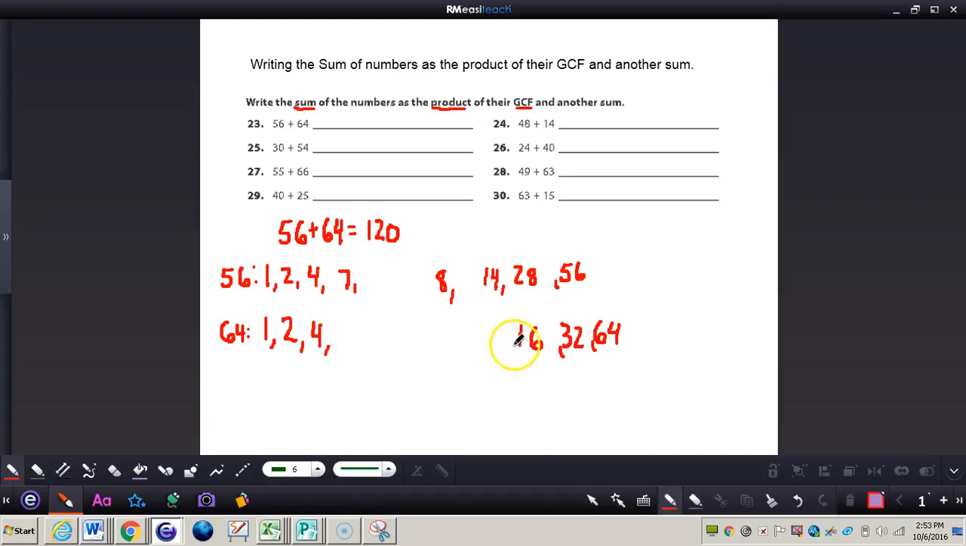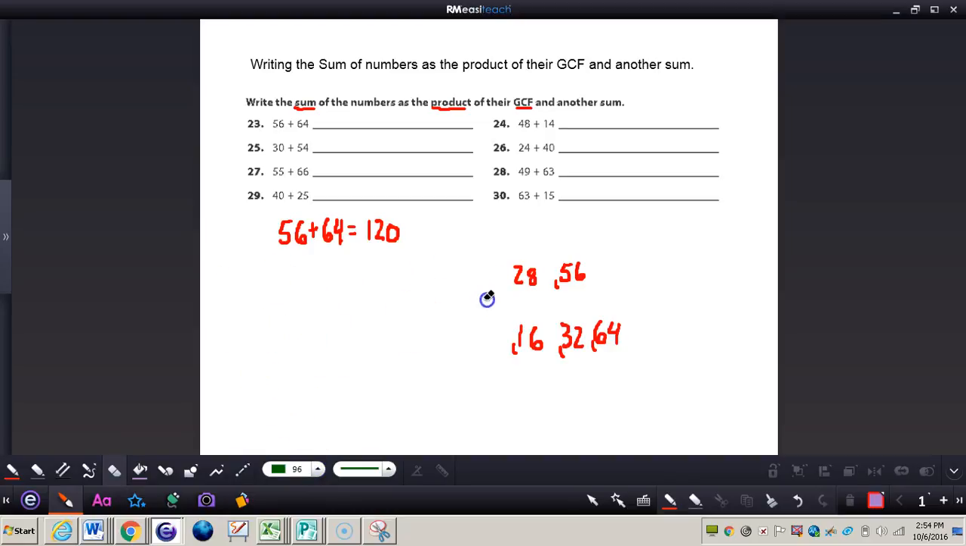5 does not go into 64. 6 does not. 7 does not. 8 does. Okay, 8 times 8. So whenever you have a double fact like that, you know you're finished. Greatest common factor here is 8. So GCF is 8. Now I'm going to erase this so I have some room.